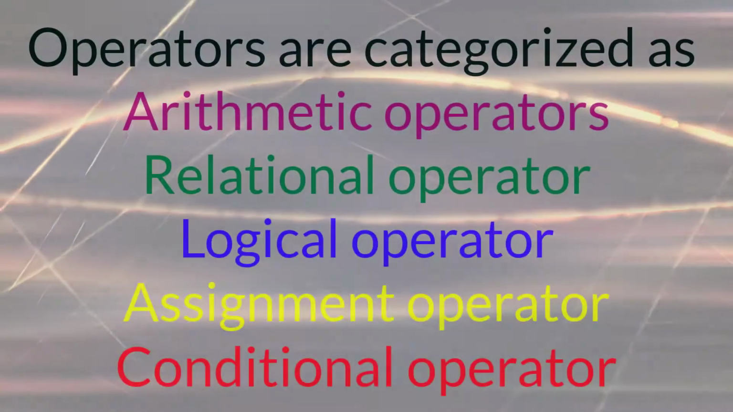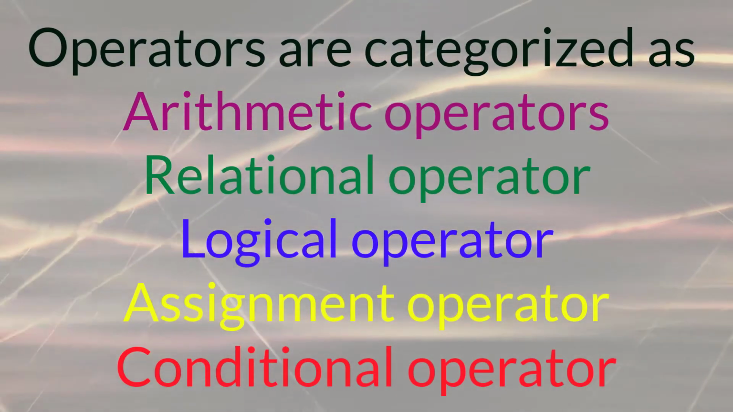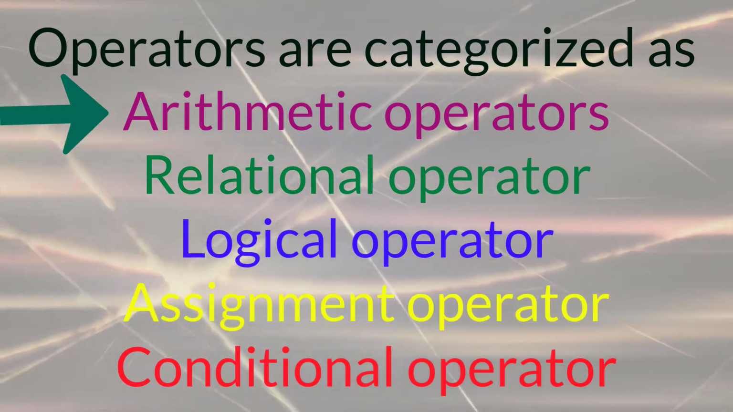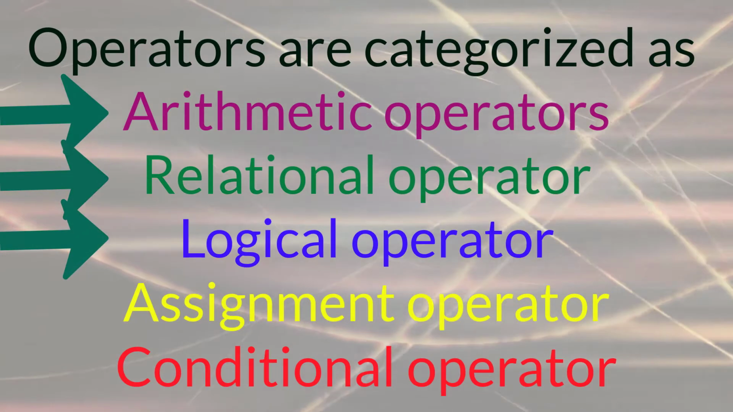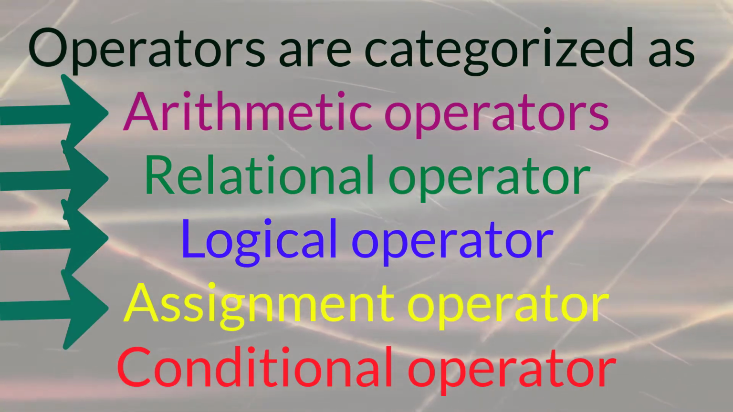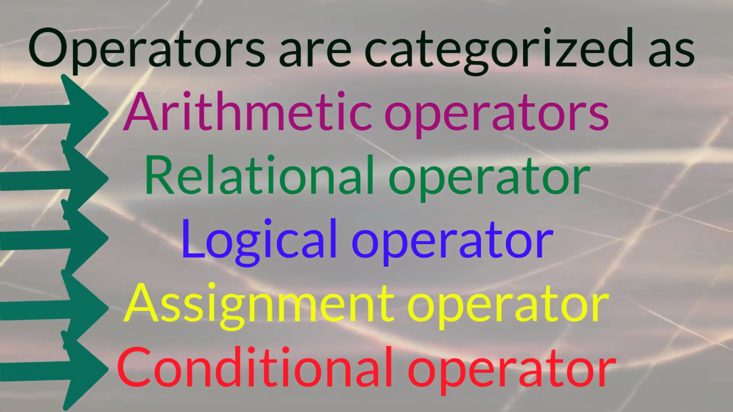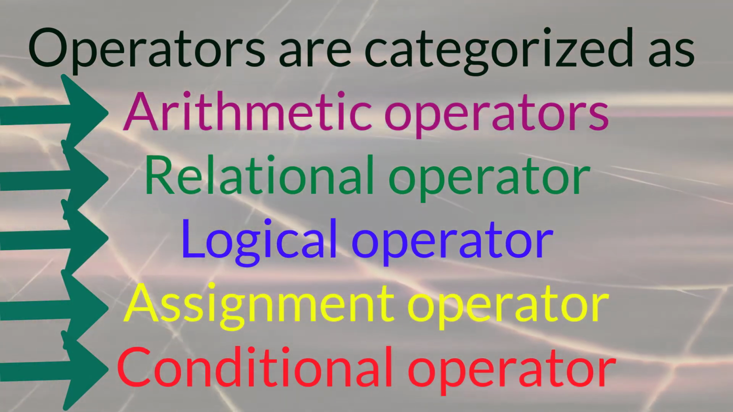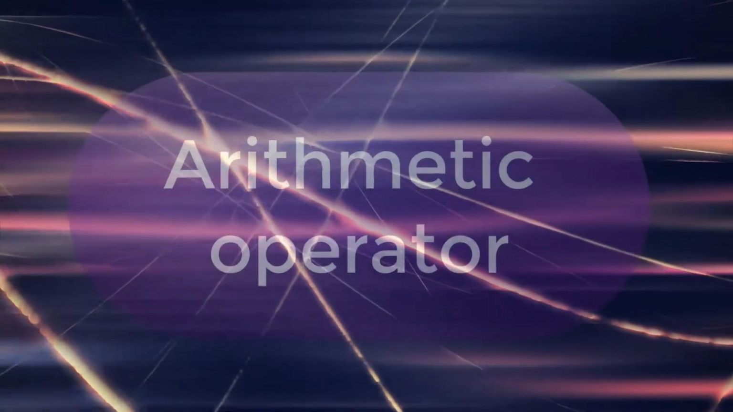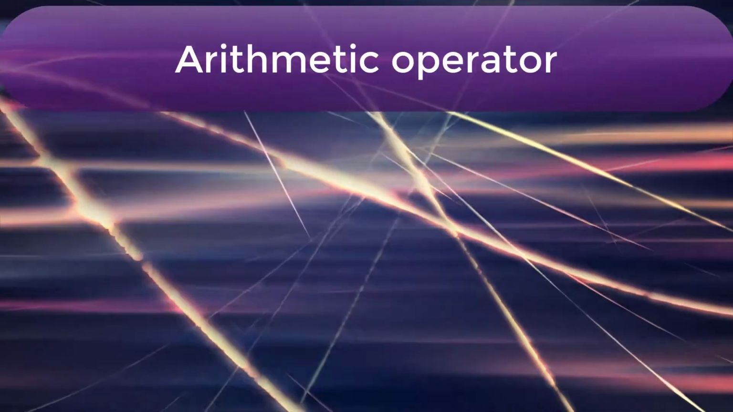In Python, operators are categorized as arithmetic operator, relational operator, logical operator, assignment operator, and conditional operator. Come, let's see these operators one by one. First, let's begin with arithmetic operator.